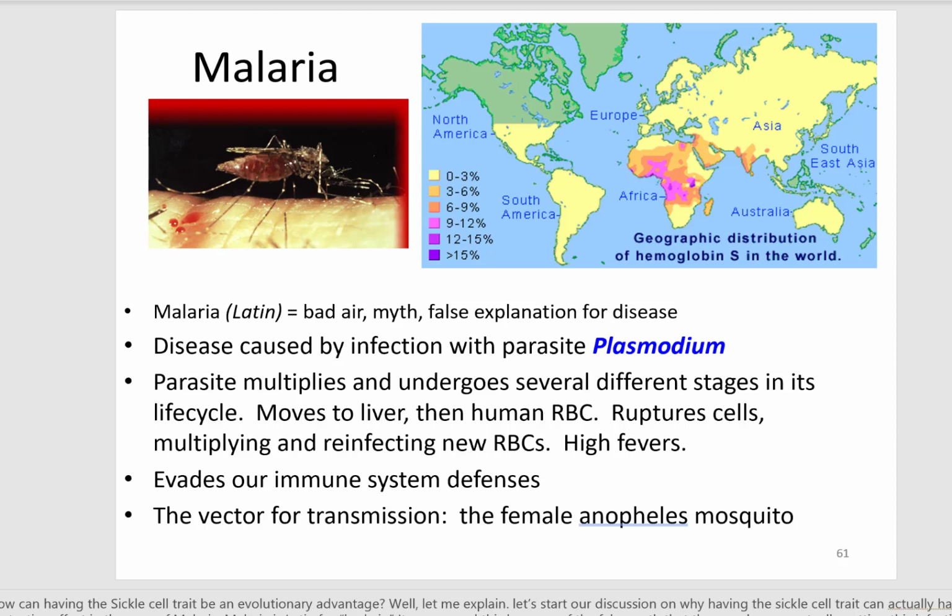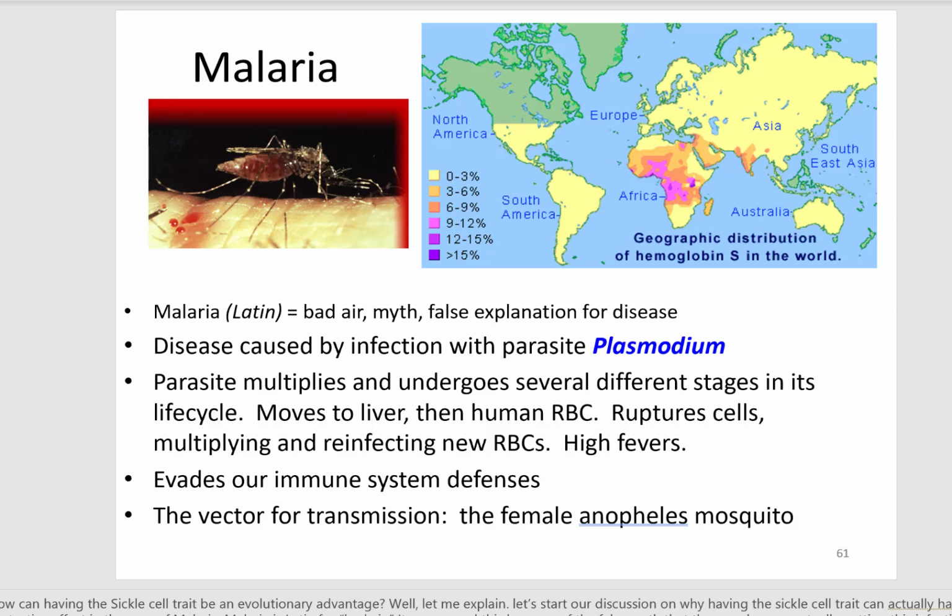How can having the sickle cell trait be an evolutionary advantage? Let me explain. Let's start our discussion on why having the sickle cell trait can actually have a protective effect in the case of malaria. Malaria is Latin for bad air. It was named this because of the false myth that people were getting this infection from breathing bad air, when in fact it was the mosquitoes that were flying around in that air.